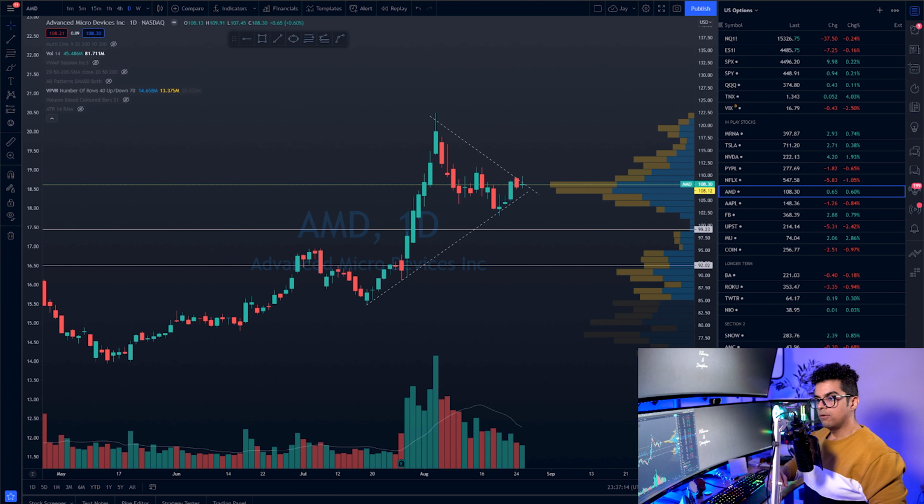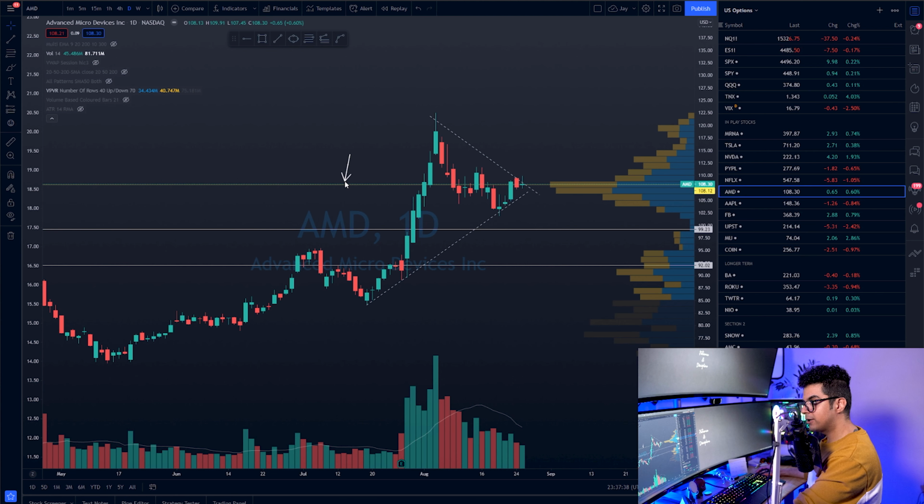What volume profile shows is how many shares are being traded at a specific price in a specific time duration. So on my chart from 28th of April to 25th of August, majority of the volume is being done around this zone. You can see very high volume here.